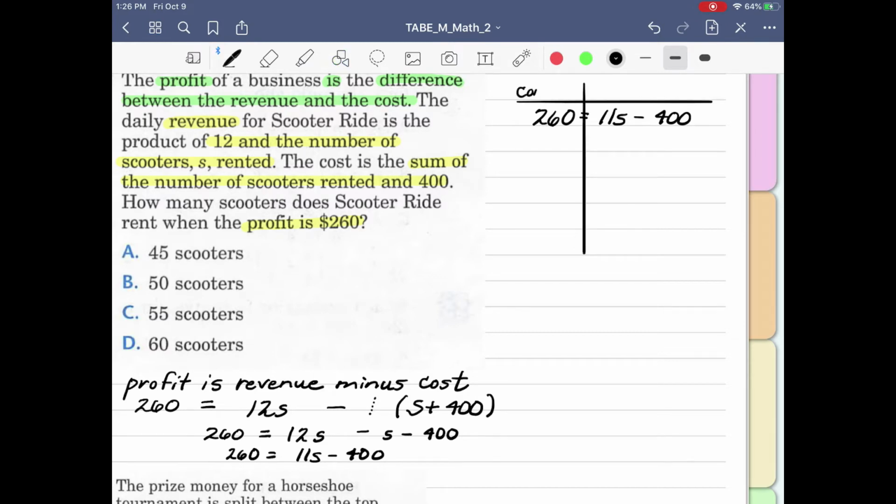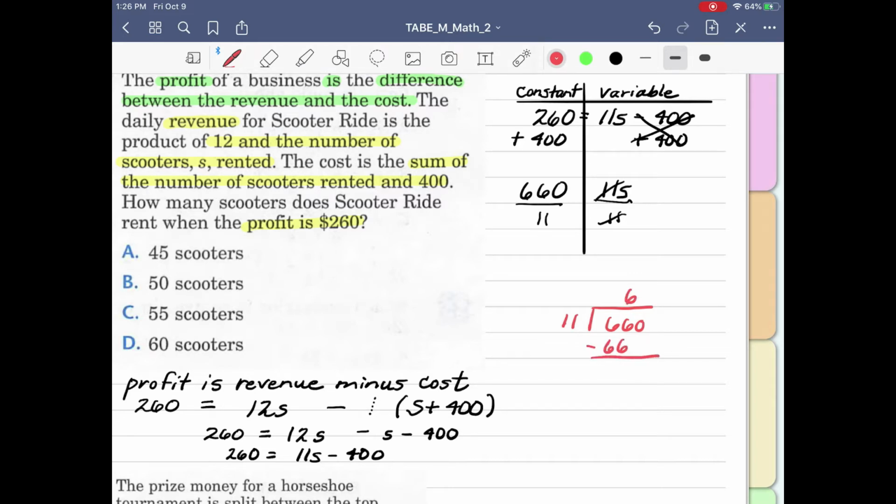So this is the constant side. This is the variable side. And I'm going to move the 400. So I have 660 equals 11s, and I'm going to divide by 11 using long division. So 660 divided by 11 is going to be 6 times, bring down a 0. So there were 60 scooters sold, and that is option D.